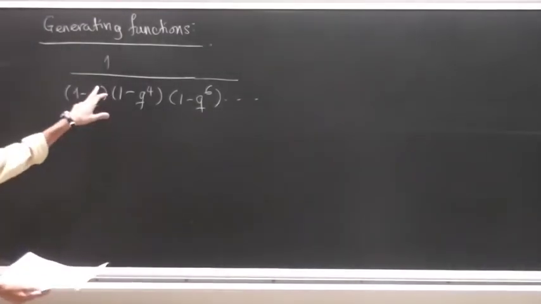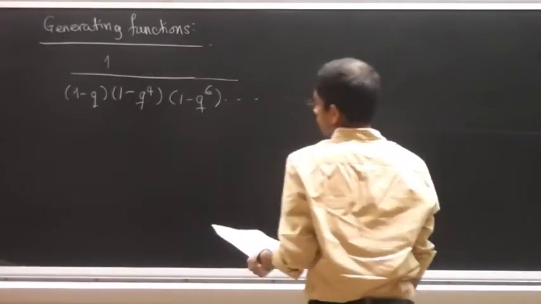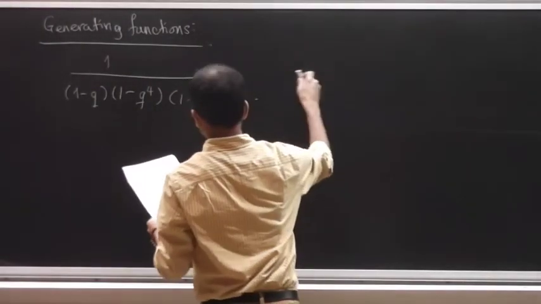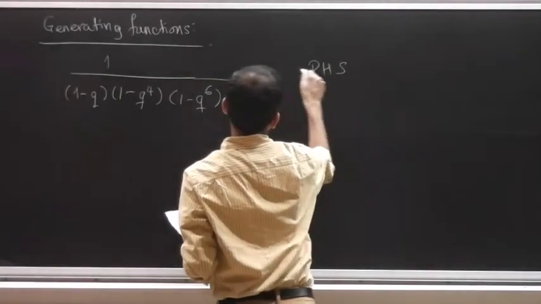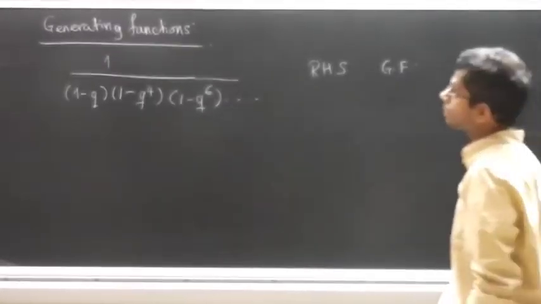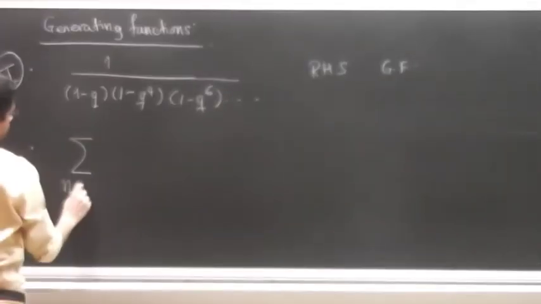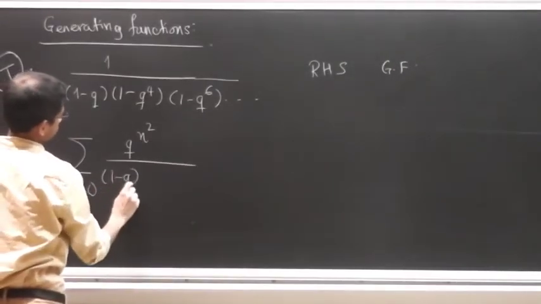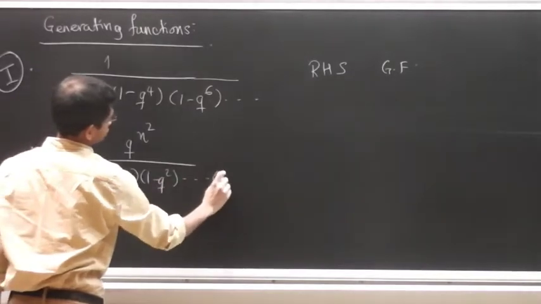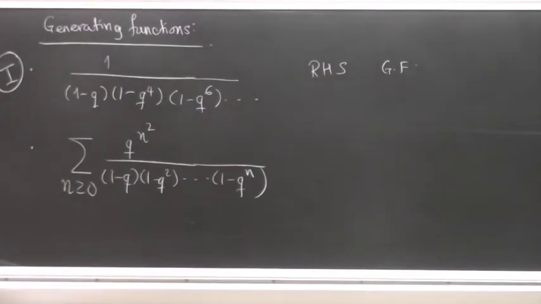Right, so these are all the numbers. The exponents are 1, 4, 6. They are the ones that leave remainder 1 or 4 mod 5. Okay? So that's the right hand side generating function. Okay? The left hand side generating function, okay, let me write, this is for the RHS. For the LHS, this is for the first identity. This is the generating function for the LHS.